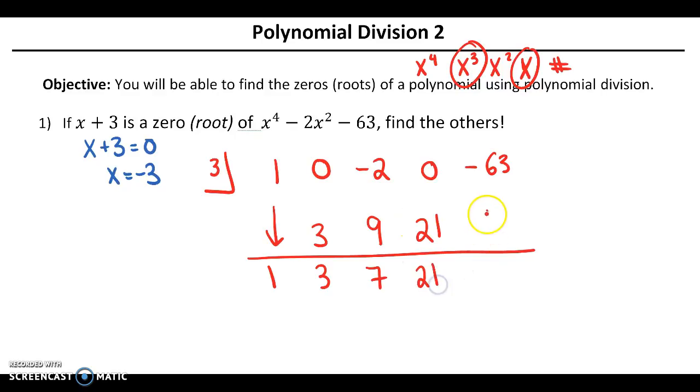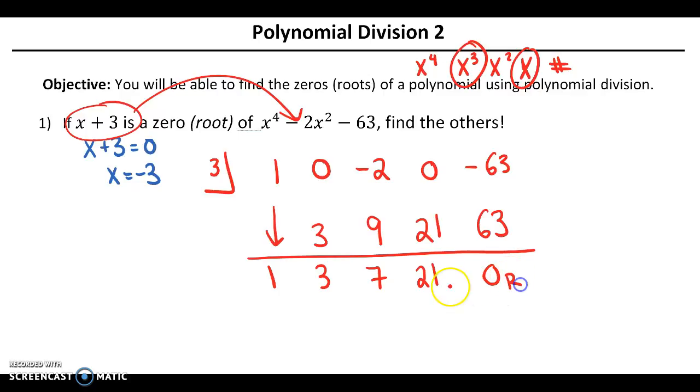So if you do this correctly, you should have no remainder. So again, think about why that is. If you know x plus 3 is a 0, you know it's a factor of this polynomial here. And if it's a factor, it should divide in evenly with no remainder.